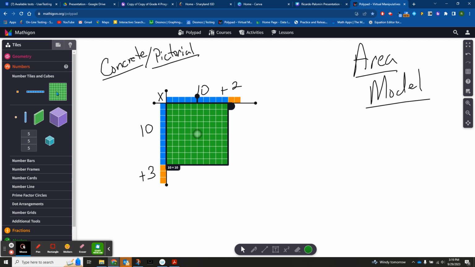What is 10 times 10? 100. 10 times 10 is 100. What is 10 times 2? 20. Bam, bam. We fill in the 20. What is 10 times 3, or 3 times 10? 3 times 10. That's 30.